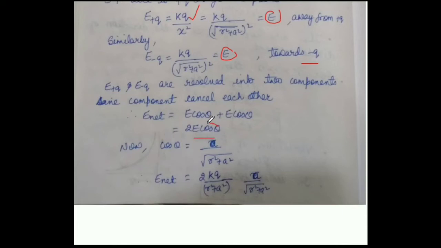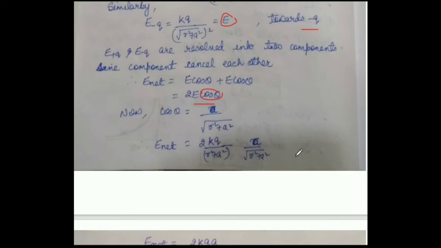Now what is the value of this cos theta in this figure? Let us see. Cos theta is what? Here is the triangle, suppose this one is theta. Cos theta is base by hypotenuse. It means A by x, right? A by x. And x is what? Under root r square plus a square. So net electric field is twice.